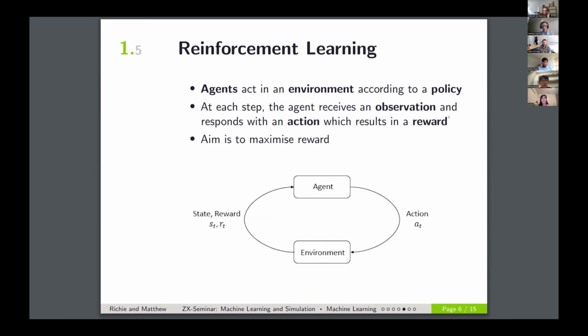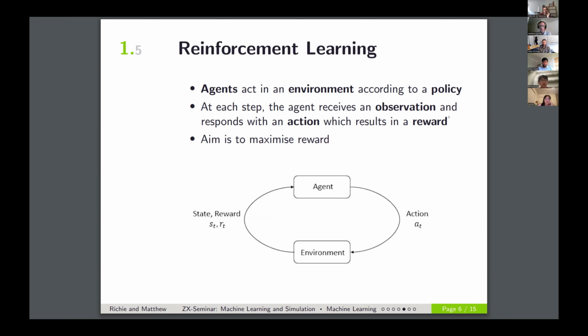In particular, reinforcement learning is a useful technique, particularly for rewriting ZX diagrams, because with reinforcement learning you can apply actions in such a way that you stay within the semantically correct set of ZX diagrams, right?